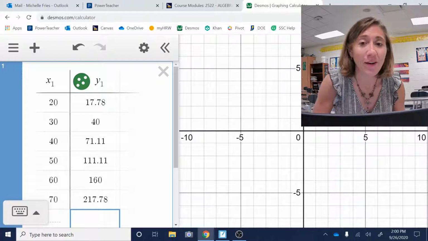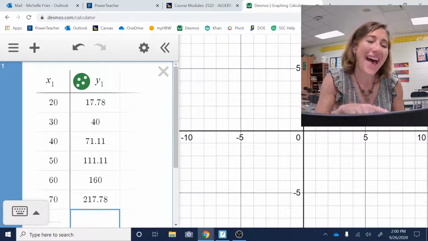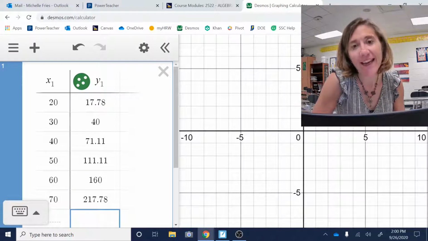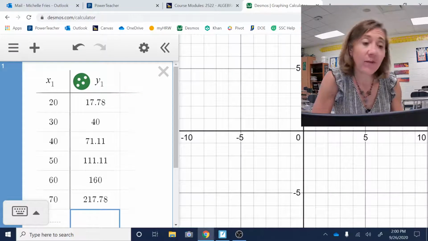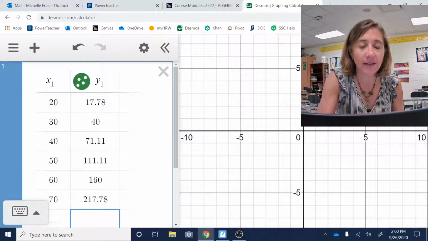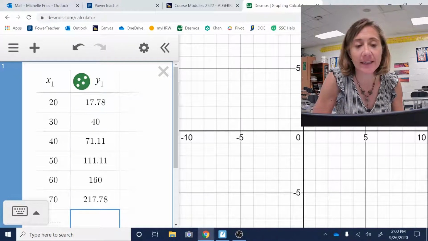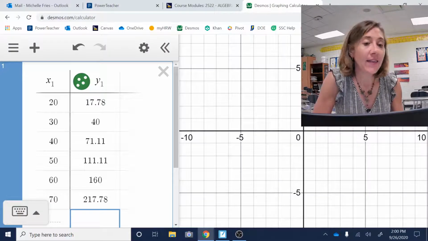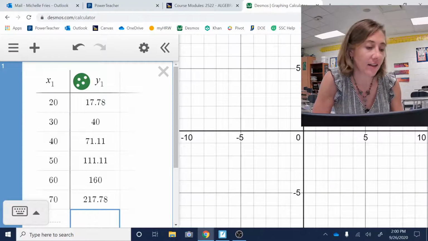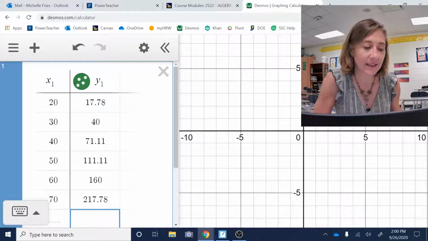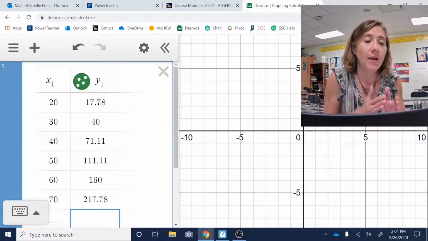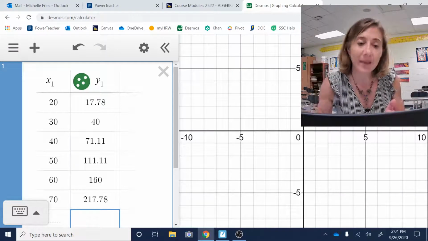Okay, I don't know what was wrong with that graph there. We're going to skip over that graph. So what I have here is some data about different velocities of cars traveling. The x's here are velocities in miles per hour, and then the y values tied to those are the braking distance, how long it takes to come from that speed to a complete stop.